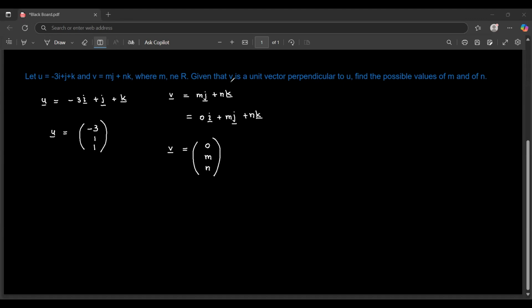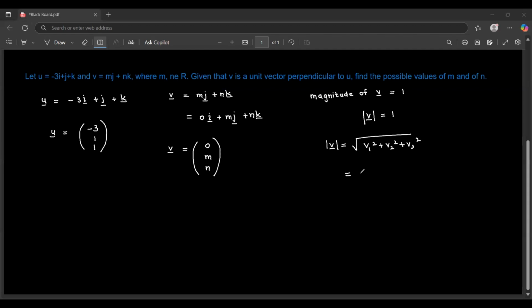And they have given that vector v is a unit vector. What is the meaning of unit vector? Well, if a vector is a unit vector, the magnitude of the vector is equal to 1. So the magnitude of v is equal to 1, which means the absolute value of v is equal to 1. And we know how to find the absolute value of a vector. That is equal to the square root of v1 squared plus v2 squared plus v3 squared.